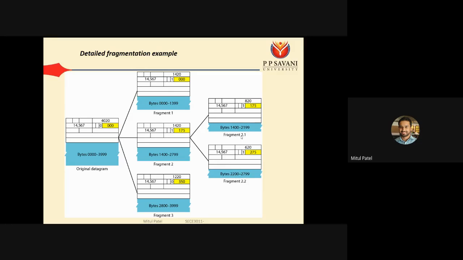Fragment 2.1 is from 1400 to 2199, and fragment 2.2 is from 2200 to 2799. The identification number will remain the same, 14567, 14567. So we can say that 1 means more fragments, 1 means more fragments.